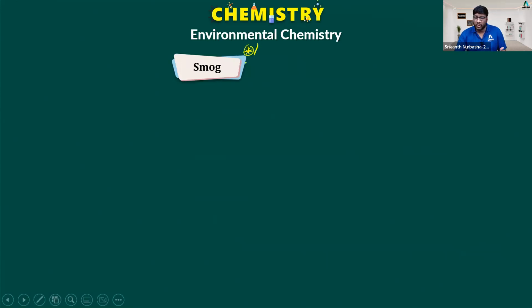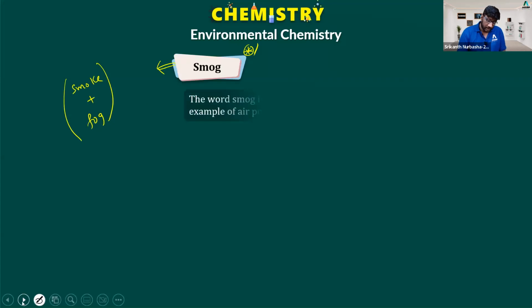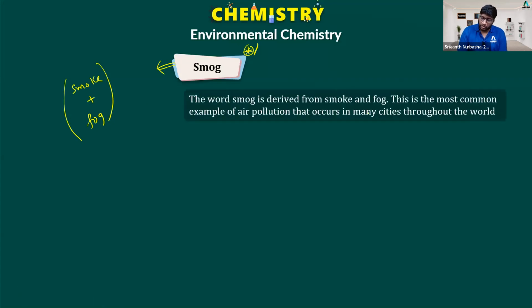Until now we have discussed smoke, dust, mists and fumes. The smoke and the fog, whenever they combine, they form smog. What is smog? Smog means smoke plus fog. Smoke, whenever it is combining with fog, is called smog. This smog can be classical smog as well as photochemical smog. The word smog is derived from smoke and fog.